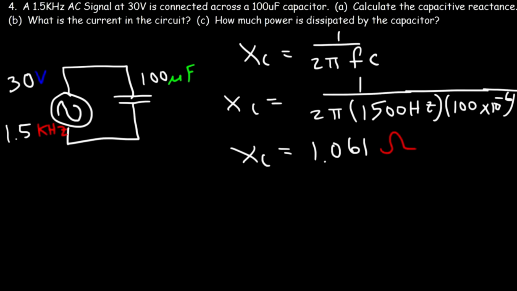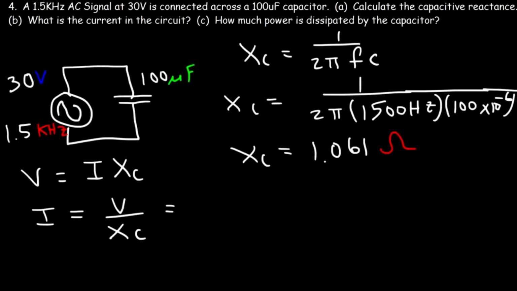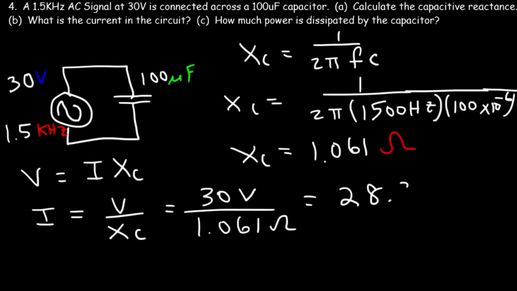Now what is the current in the circuit? So V is equal to I times XC, which means I is V over XC. So it's 30 volts divided by 1.061 ohms. So this yields a current of 28.3 amps. So that's the answer to part B.